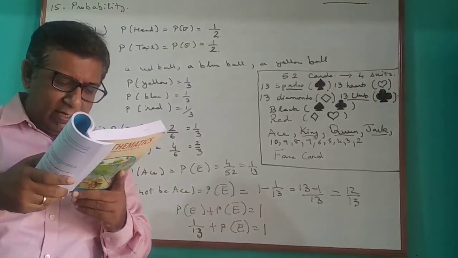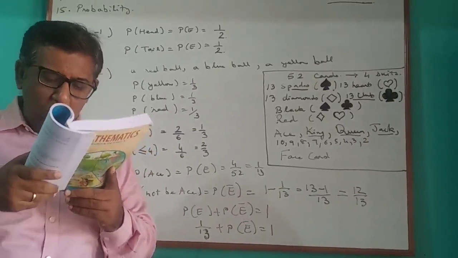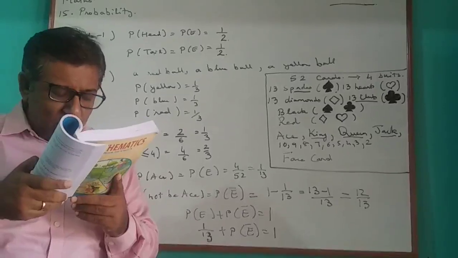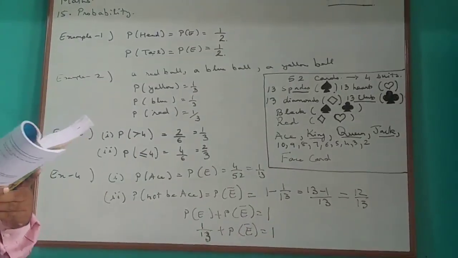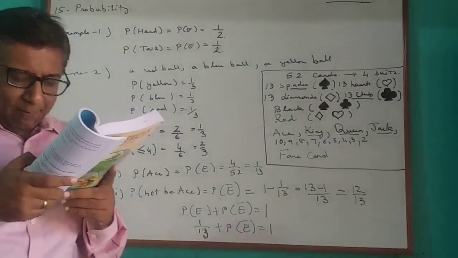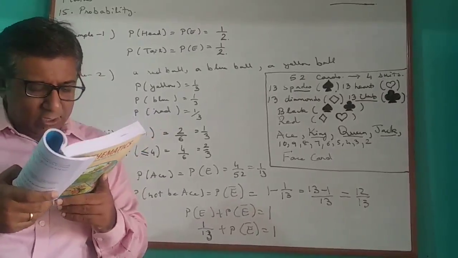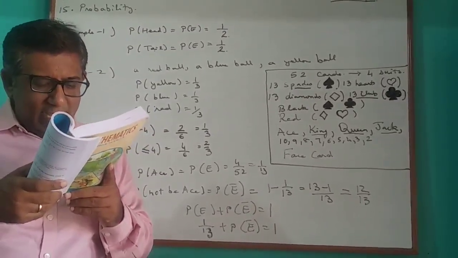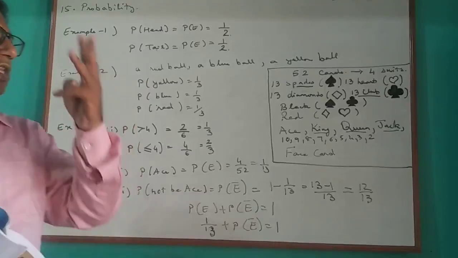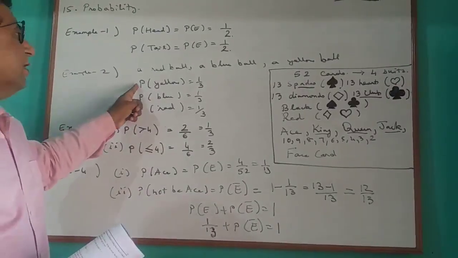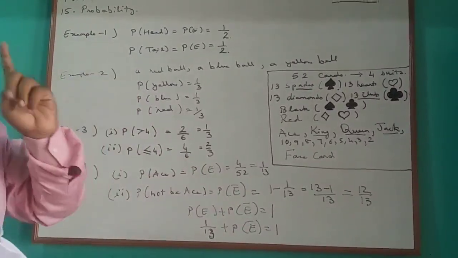A bag contains a red ball, a blue ball, a yellow ball. All the balls are of the same size. Kritika takes out a ball from the bag without looking into it. What is the probability that she takes out...? Now there are three questions in it. The very first is, what is the probability of getting a yellow ball?